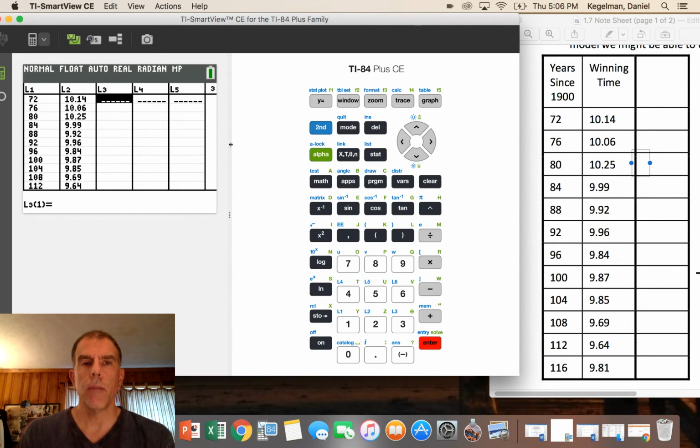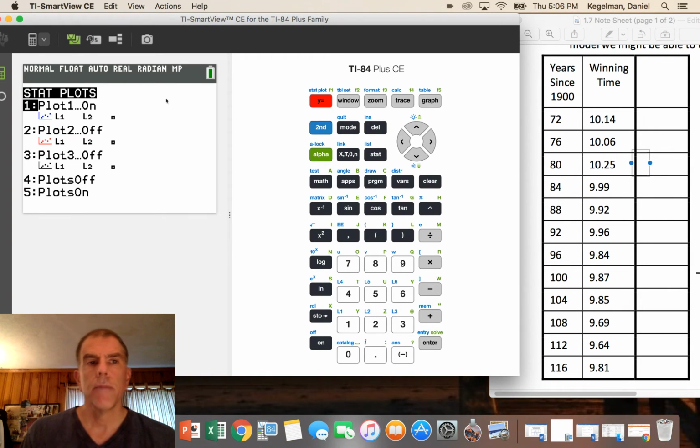And now what we want to do is get a picture of it. In order to get a picture of this data, I want the calculator to know that we're going to do a scatter plot. So we're going to turn our scatter plot on, and you see above y equals, it says stat plot. So I'm going to hit second y equals, and it gives you these options for stat plots.